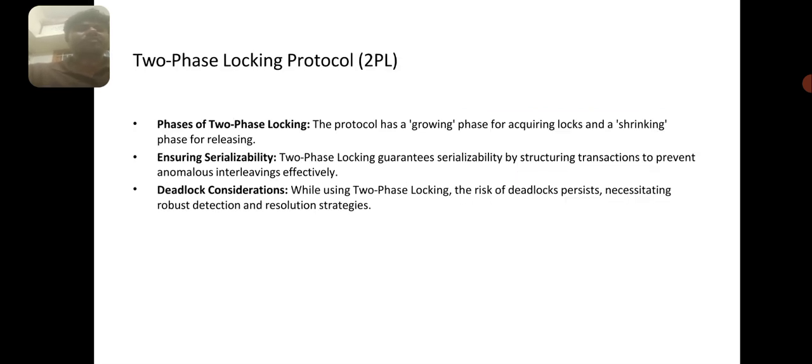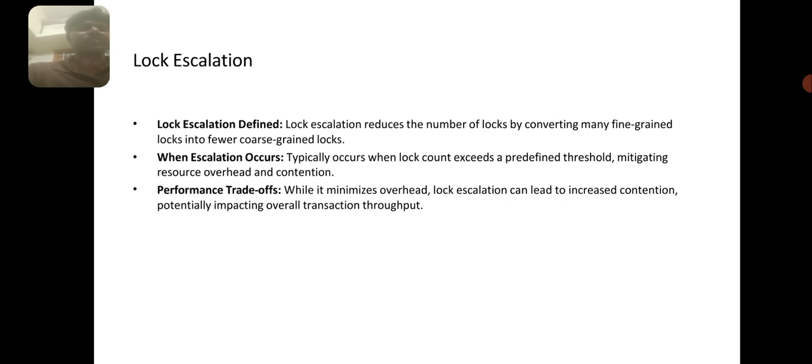Next is the two-phase locking protocol. The two phases are the growing phase, in which locks are acquired, and the shrinking phase, in which locks are released, ensuring serializability. It guarantees serializability by structuring transactions to prevent anomalies effectively. On deadlock consideration, two-phase locking can still cause deadlocks, so it requires robust detection and resolution strategies.